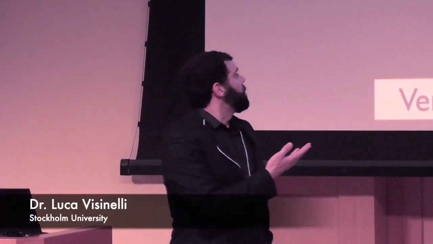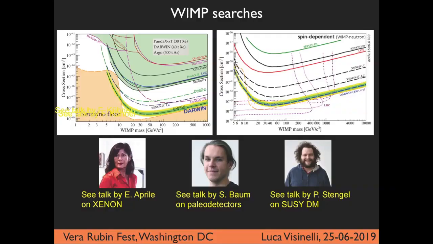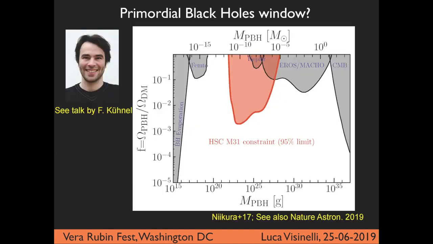We heard about the talk on the Xenon by Elena Prile, that these are undergoing searches, very fruitful and promising. And we will hear about pilot detector by Sebastian Baum as an alternative way to search for this type of models. Another scenario which could yield dark matter is within primordial black holes, and we heard yesterday the talk by Florian Kuhnel on assessing this possibility. But today, I want to talk with you about axions.